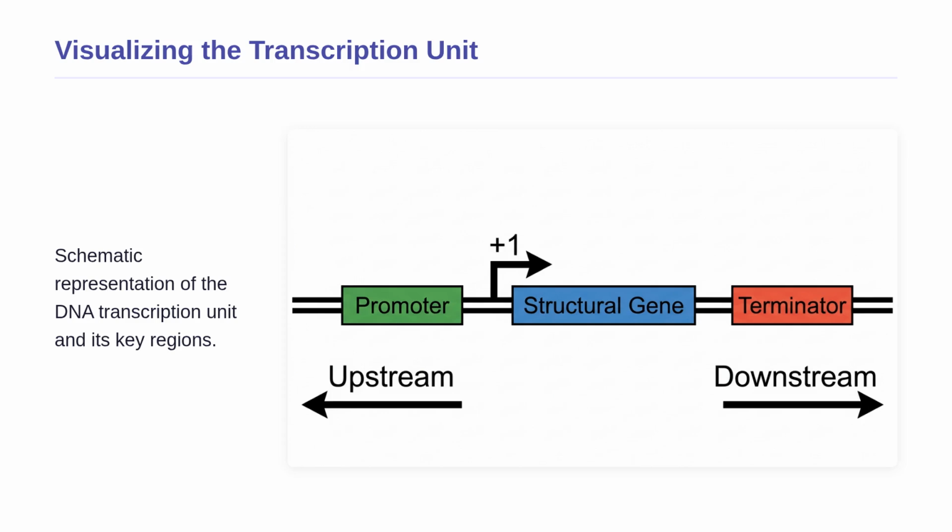Let us visualize what we just discussed with this schematic diagram. You are looking at a representation of the DNA strand. On the left, in green, is the promoter region, where the machinery binds. Notice the arrow labeled +1. This is the exact starting point of transcription. Everything to the left of this point is called upstream, and everything to the right is downstream. The blue section is the structural gene, the actual code being copied. Finally, the red box on the right is the terminator, where the process stops. This beautiful organization keeps the cell functioning perfectly.